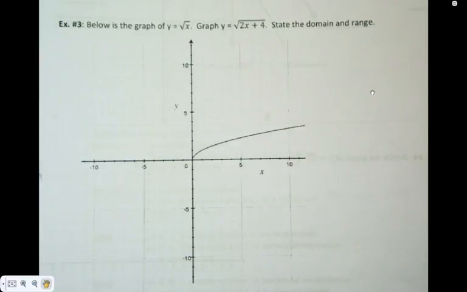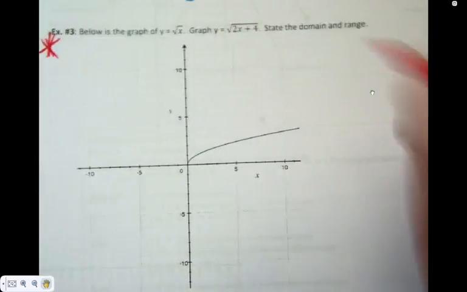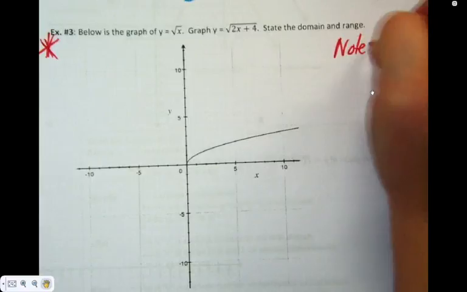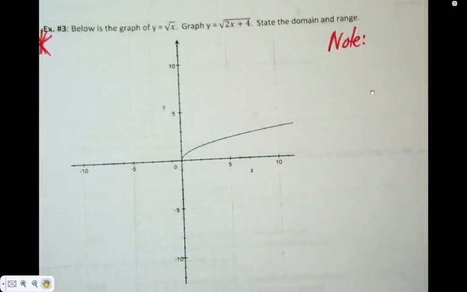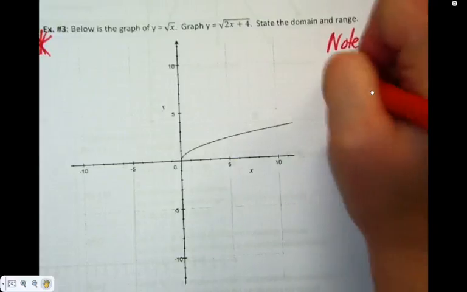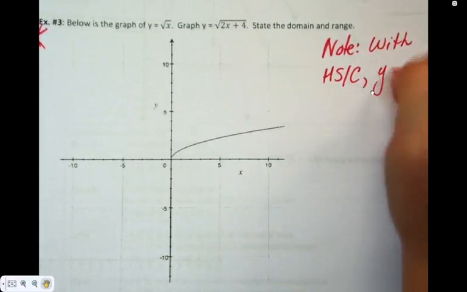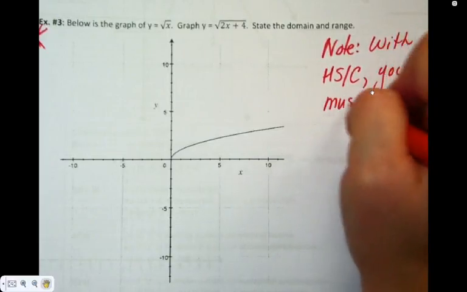There was a trick with horizontal reflections. You had to factor. You have the same trick here with horizontal stretches and compressions. So we're going to put a star. I'm doing it in red. And I'm making a note. With horizontal stretches or compressions, you must factor if possible.